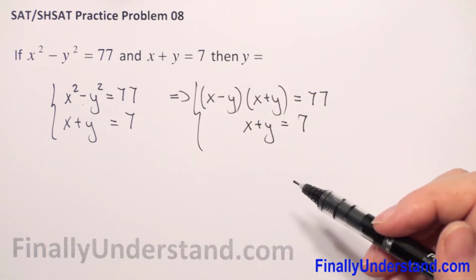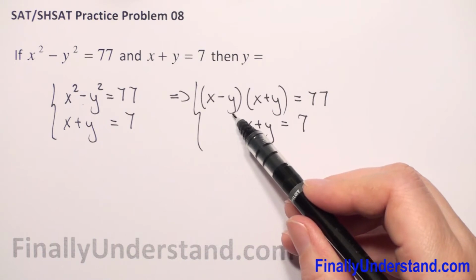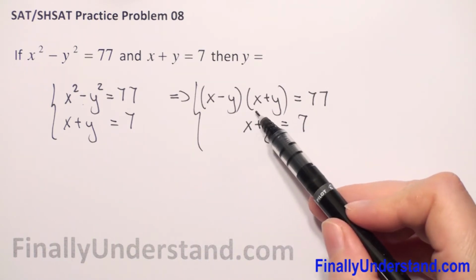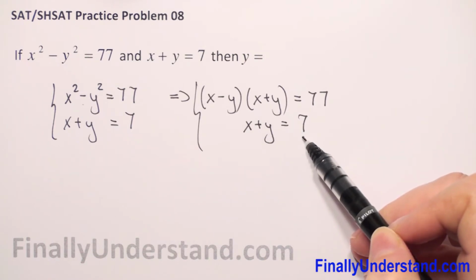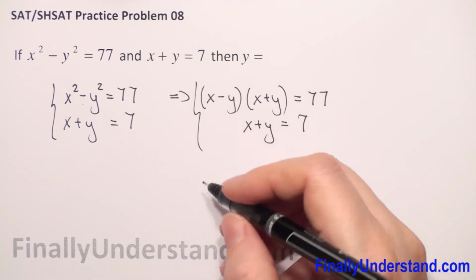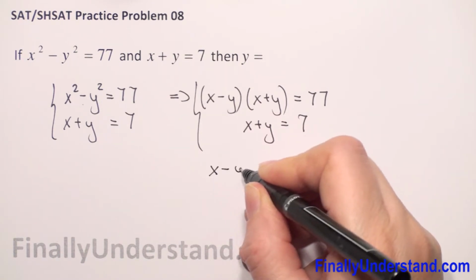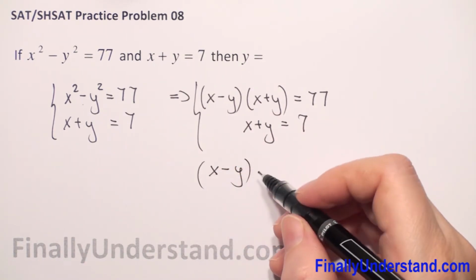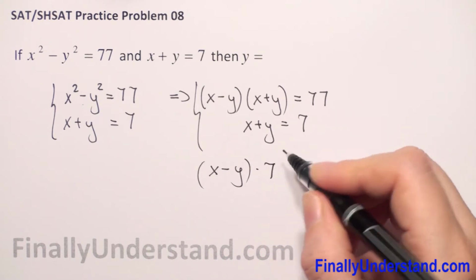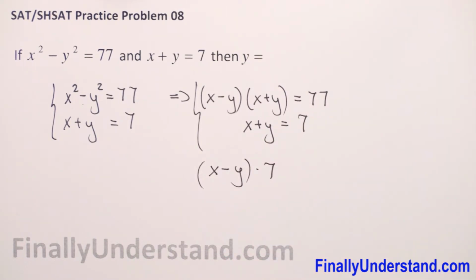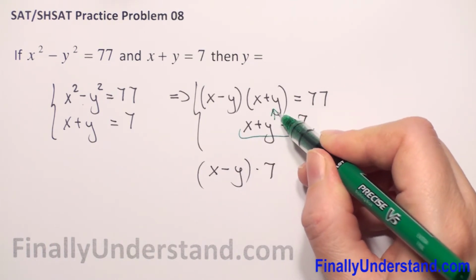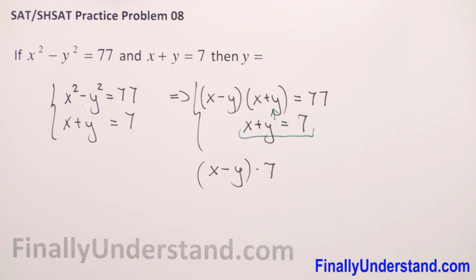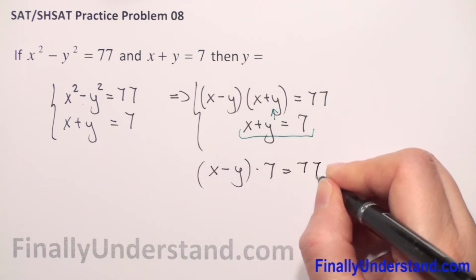So now what we will do, we will substitute in the first equation the expression in parentheses, x plus y. We have given that this is 7. So we will copy x minus y, and we have times 7. Why? Because x plus y is equal to 7. So I substitute x plus y by 7. And we copy that this is equal to 77.